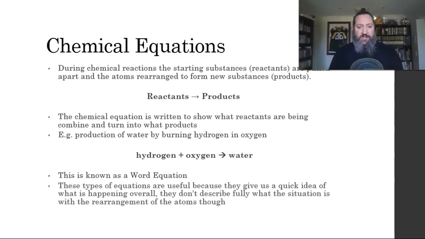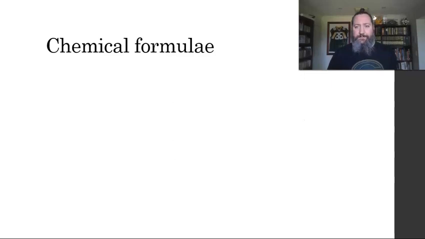So this type of equation is pretty useful because it's quick, it shows us what's happening overall, but doesn't give us all the detail that we might need to describe the actual chemical structure or what the atoms are doing, etc. So the word equation is a nice, quick, easy way to do it. But what we actually want to do is replace those words with the chemical formulae.